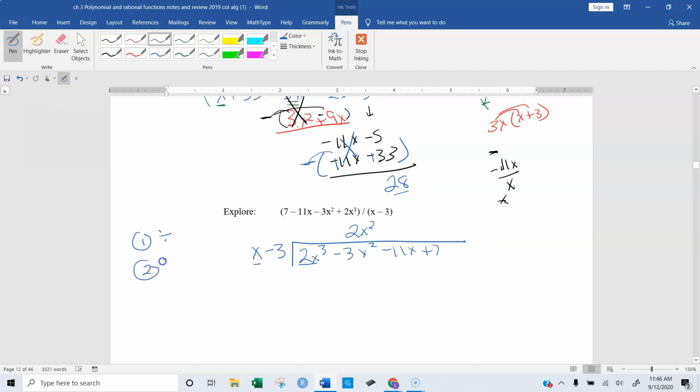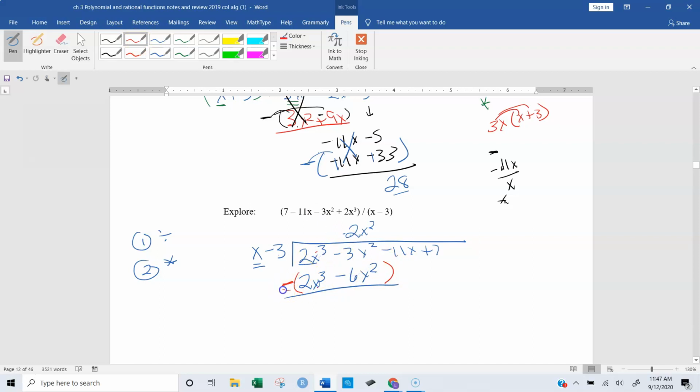Step 2, you're going to multiply. So 2x squared times everybody. So 2x squared times x is 2x cubed. 2x squared times a negative 3 is negative 6x squared. Next step is you are subtracting. So I got to subtract everybody.